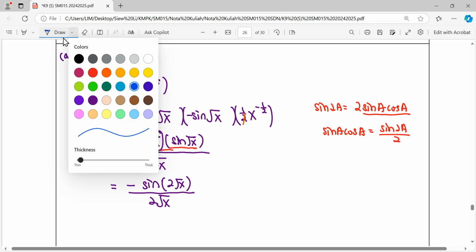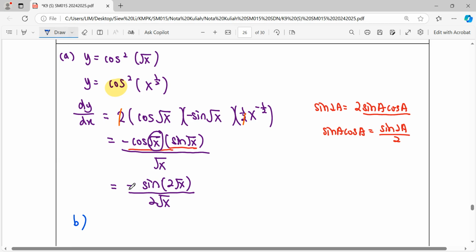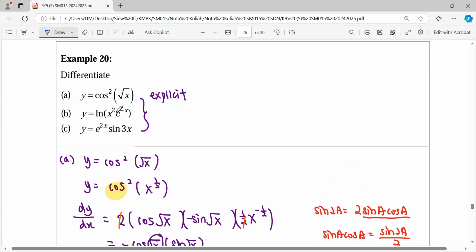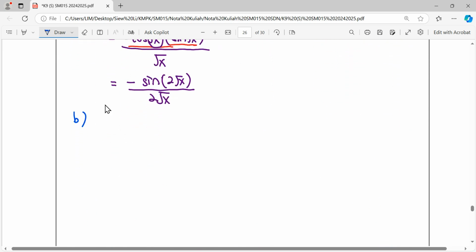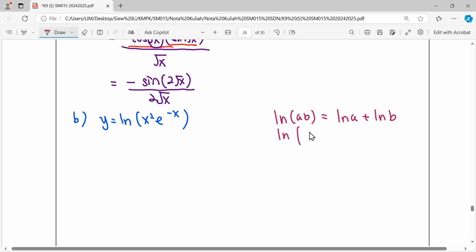Then we move on to question B, where y equals ln of x squared e to the negative x. When we're doing ln, always remember we can use the properties of ln, where ln of a times b can be split out to become ln a plus ln b. Or if your function inside the ln is a over b, it can be ln a minus ln b. So it depends on your item inside your ln here.